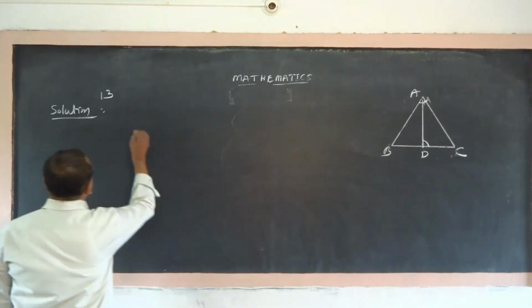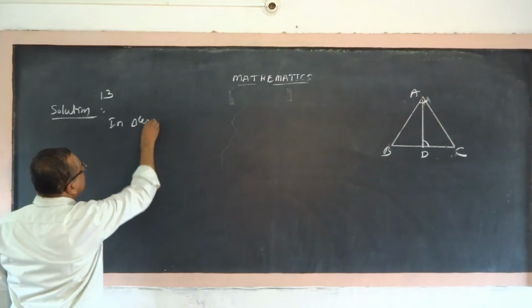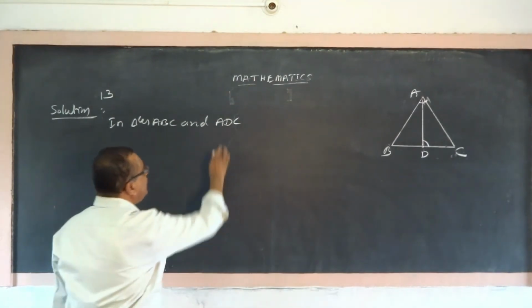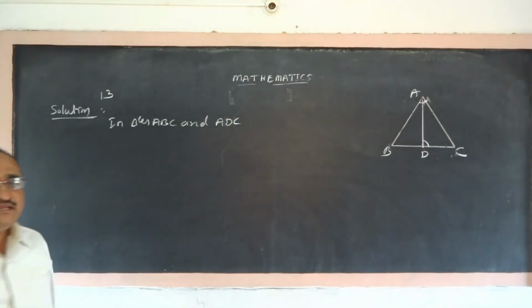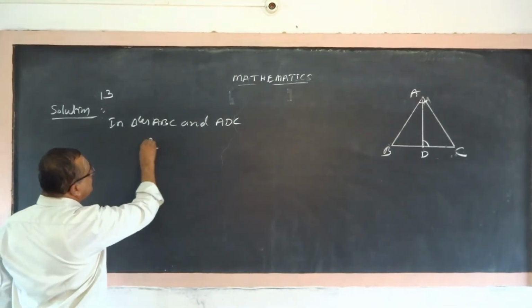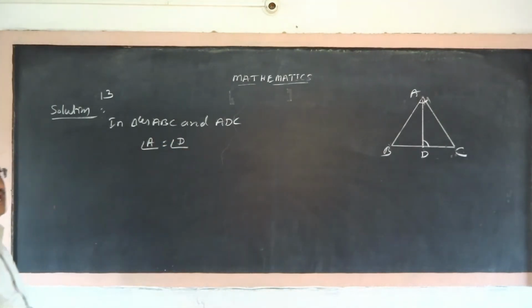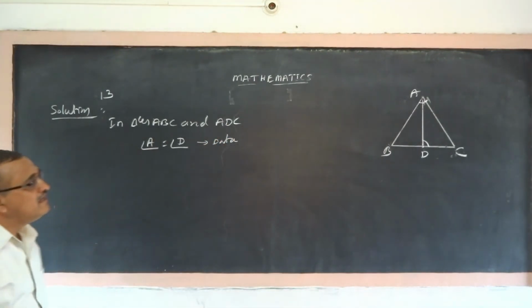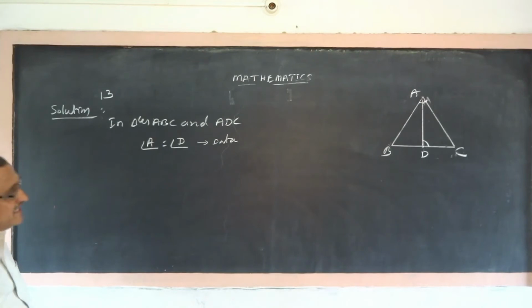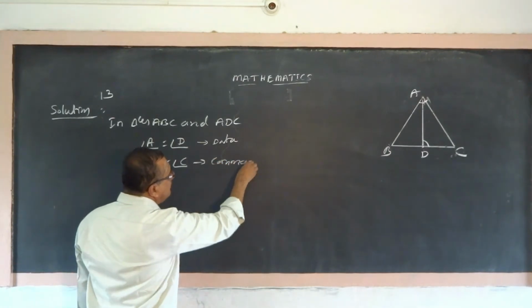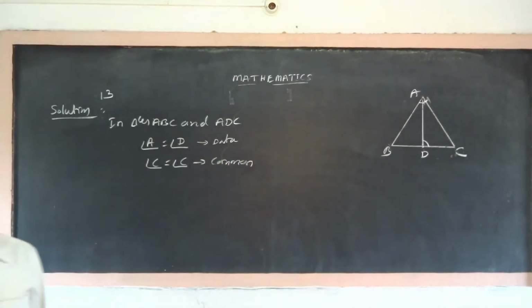In triangles ABC and ADC, angle A is equal to angle D. It is data. Is it? Next, angle C is equal to angle C. It is a common angle. Therefore, what? According to AA criterion theorem, those two triangles are similar.